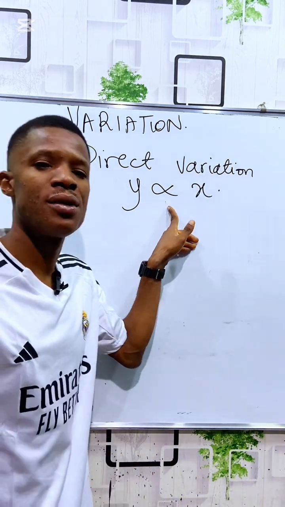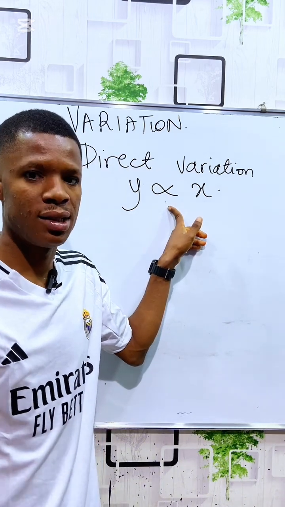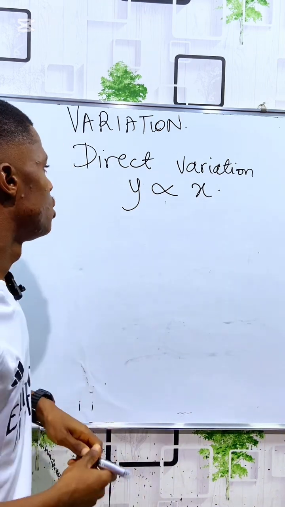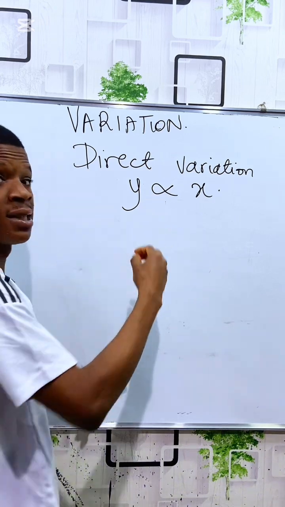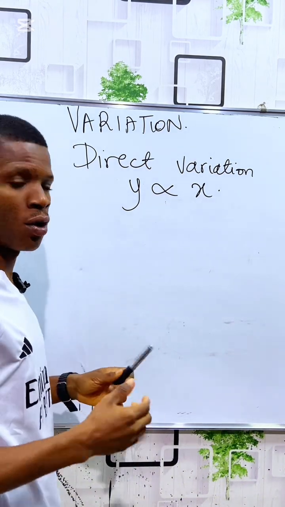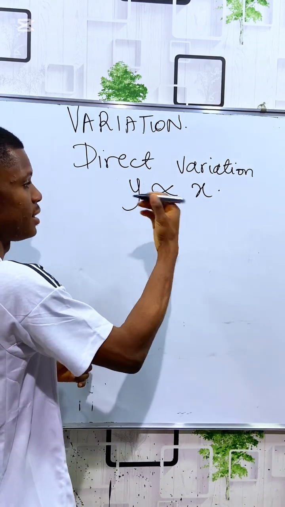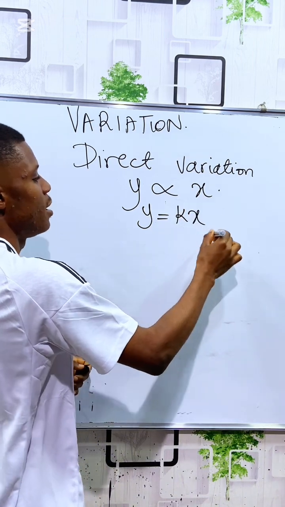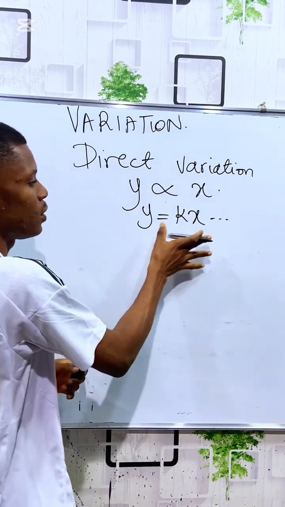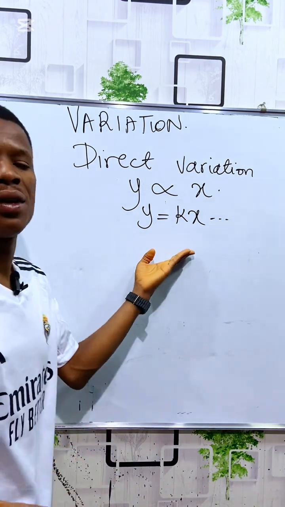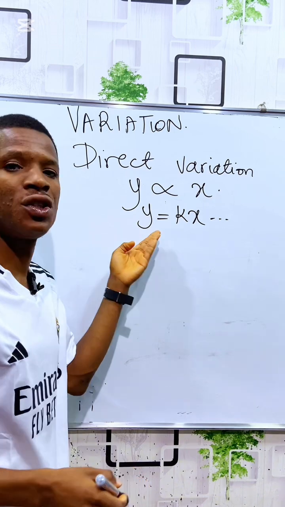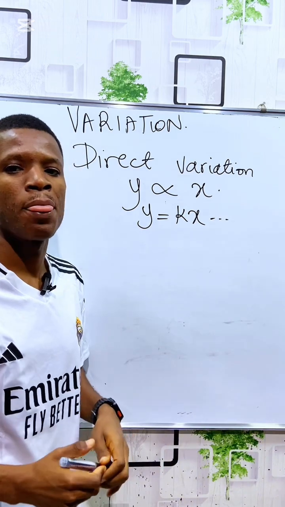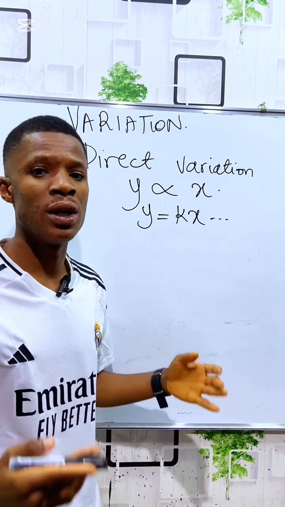This particular sign you see here is called the proportionality sign. So y varies directly as x. To remove the proportionality sign, we include a constant k. So we write that y is equal to kx. This particular equation shows the direct variation, and this shows the relationship between these two quantities, y and x. Let's take a simple example to illustrate that.